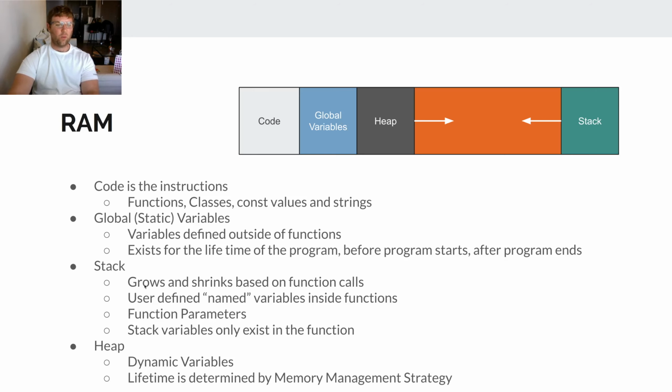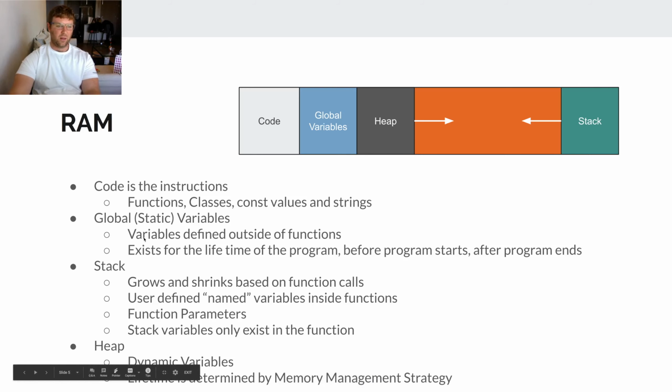So the stack, we use that for all of our named variables inside functions. It might be function parameters as well. These stack variables only exist inside of a function, but as we call more and more functions, it's going to be growing, right? And then as we end these functions, it's going to be shrinking. So that's why I say it grows and shrinks based on these function calls.